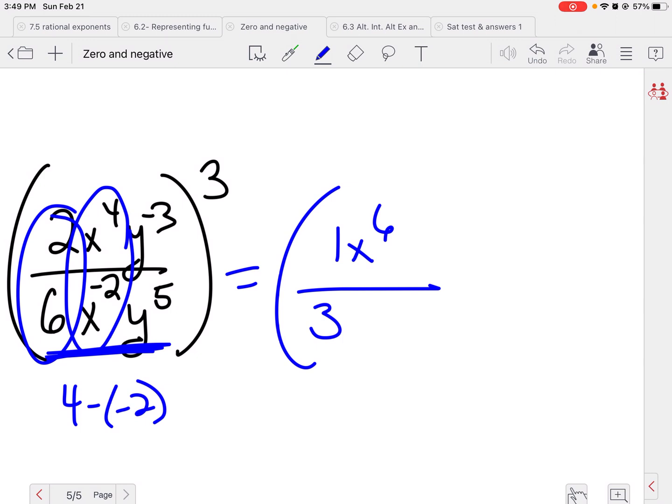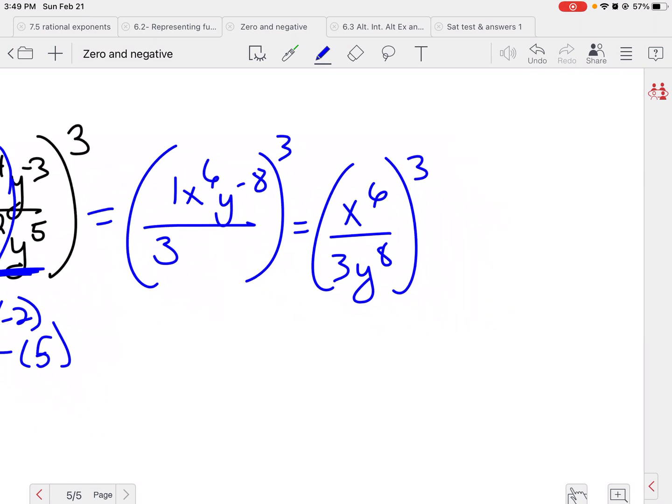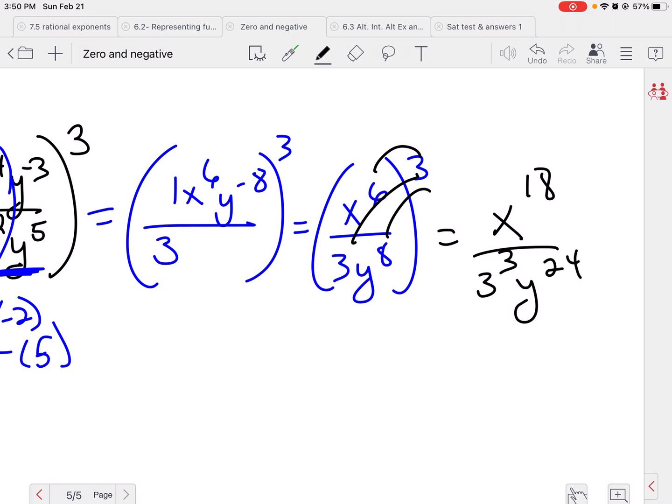And then negative 3 minus 5 would be negative 8. So that y to the negative 8 would have to go down to the bottom. So this is really x to the 6th over 3y to the 8th, all to the 3rd power. So we're still not quite done. We need to distribute the 3rd power to every base. So x is a base, 3 is a base, y is a base. So this would be x to the 18th, 3 to the 3rd, y to the 24th.